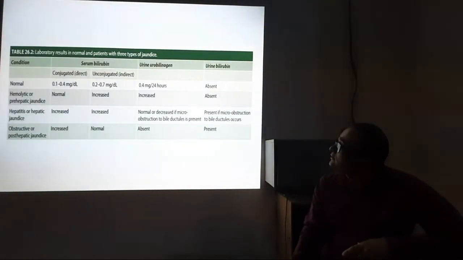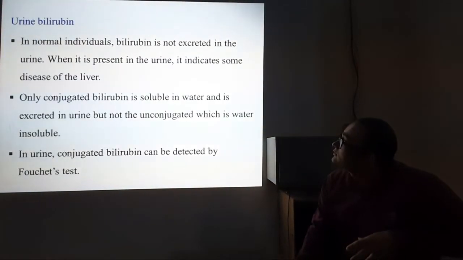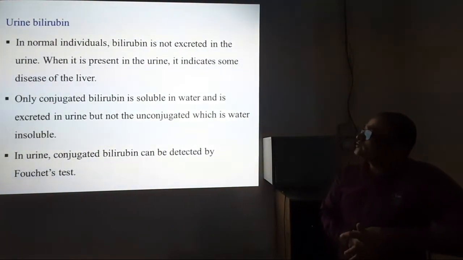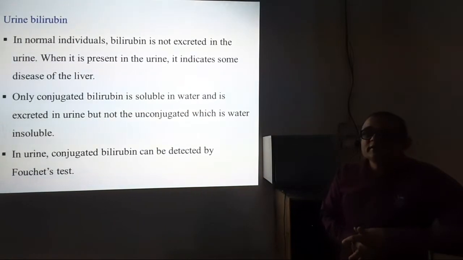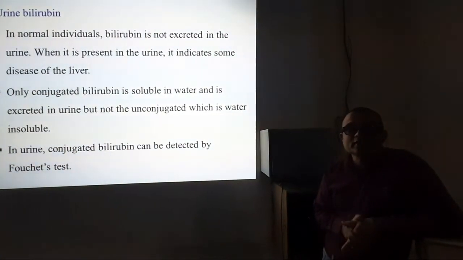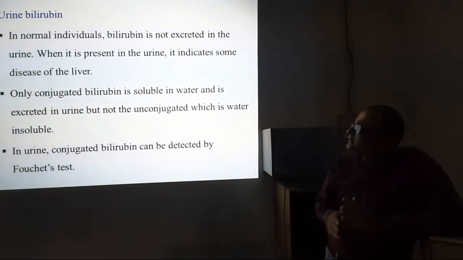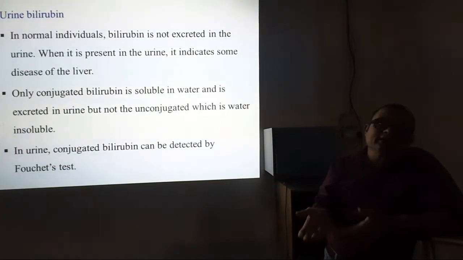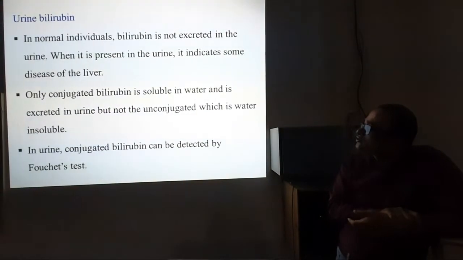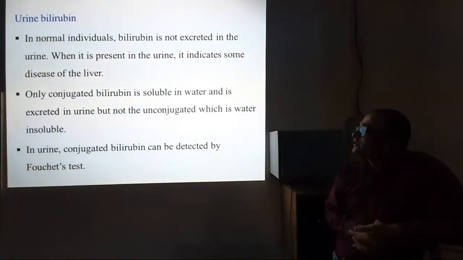Next slide is how we will differentiate. We will come to this slide afterwards. So the next thing is urine bilirubin. In normal individuals, bilirubin is not excreted in the urine. As we all know, bilirubin is not directly soluble in water, so it will not go directly to the kidneys. It has to go through the intestine, get converted into urobilinogen and then be excreted. So bilirubin is normally not found in the urine. When it is present in the urine, that means there is some problem with the liver.